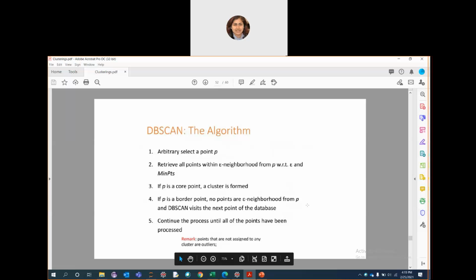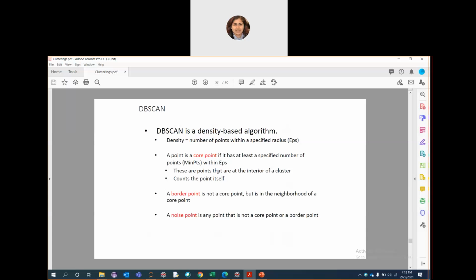And after doing all the steps again and again, when you have completed covering all the points, let's say there are certain points still not assigned to the clusters. Those are nothing but your outliers or the noise points. Again, to define what the core, border, and noise points are, I added some more information.